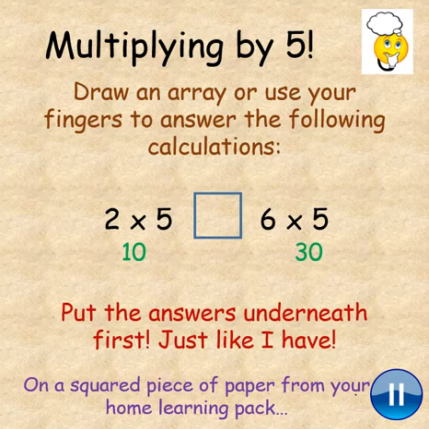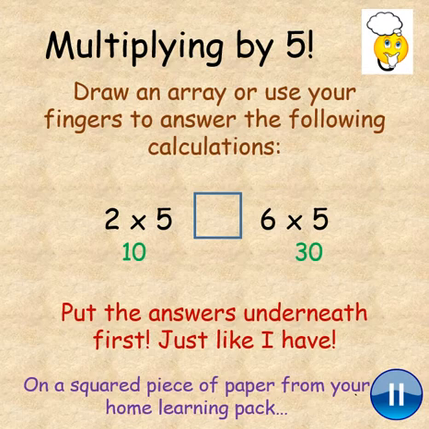Okay, this time you are going to be given some calculations where you're going to be multiplying by 5. Now it's up to you whether you draw arrays, whether you use counters, or whether you just count on your fingers in your 5s. So you have got 2 calculations that are written in black, and then you've got a square box between them. Your job will be to work out the answer to both calculations and write it underneath them.